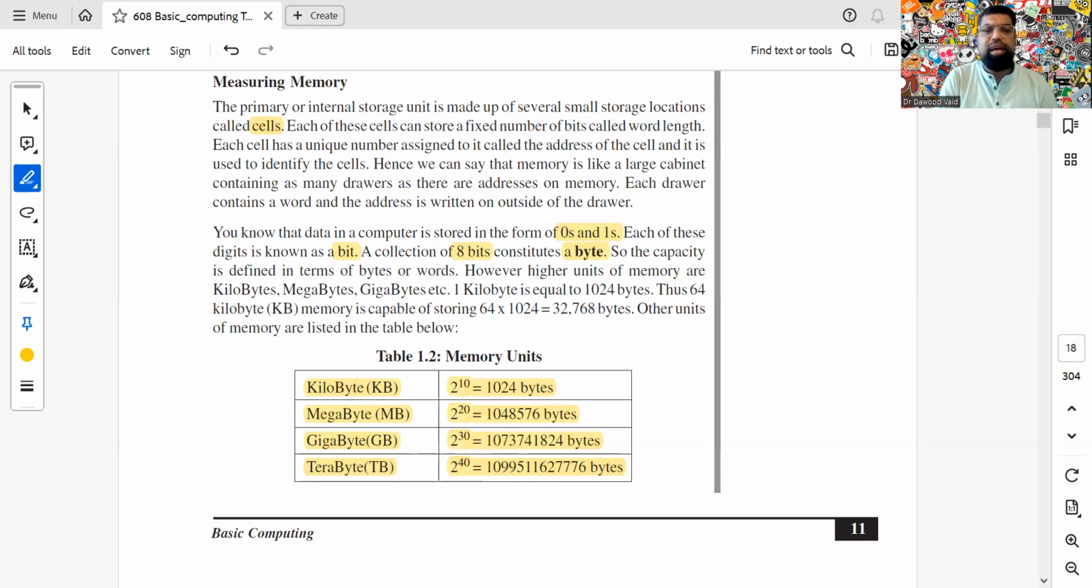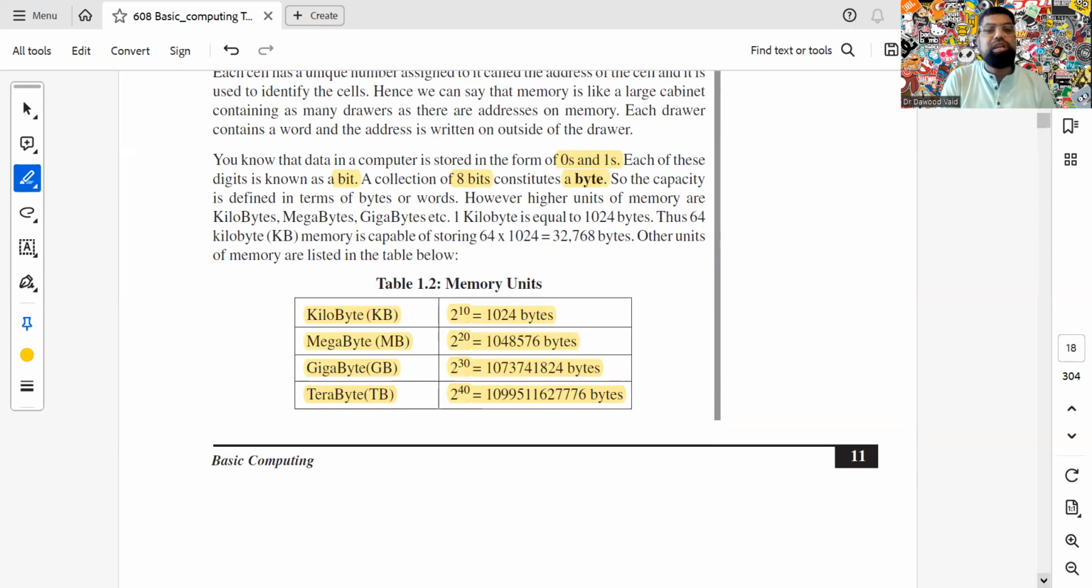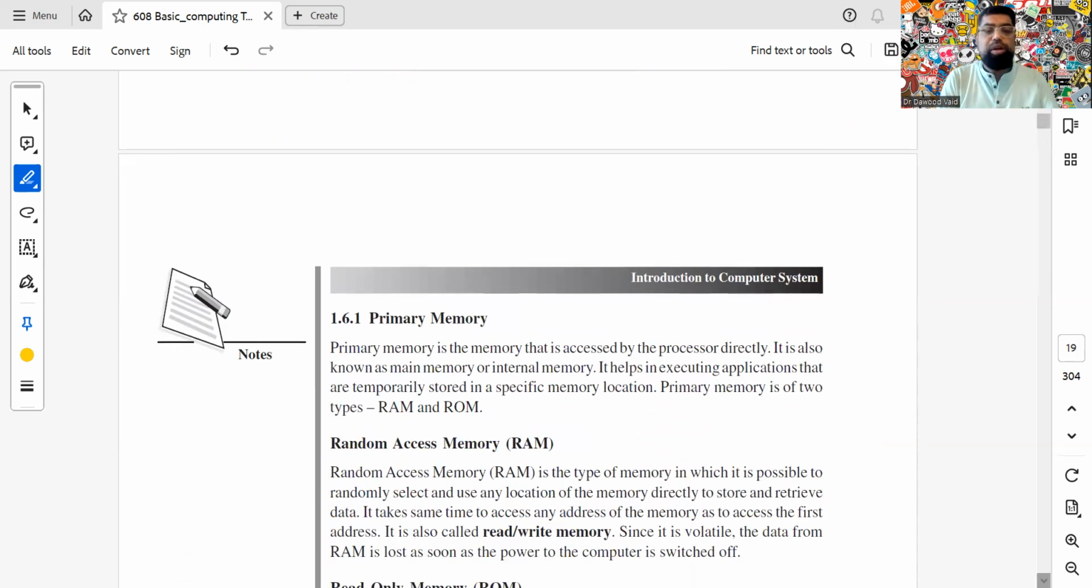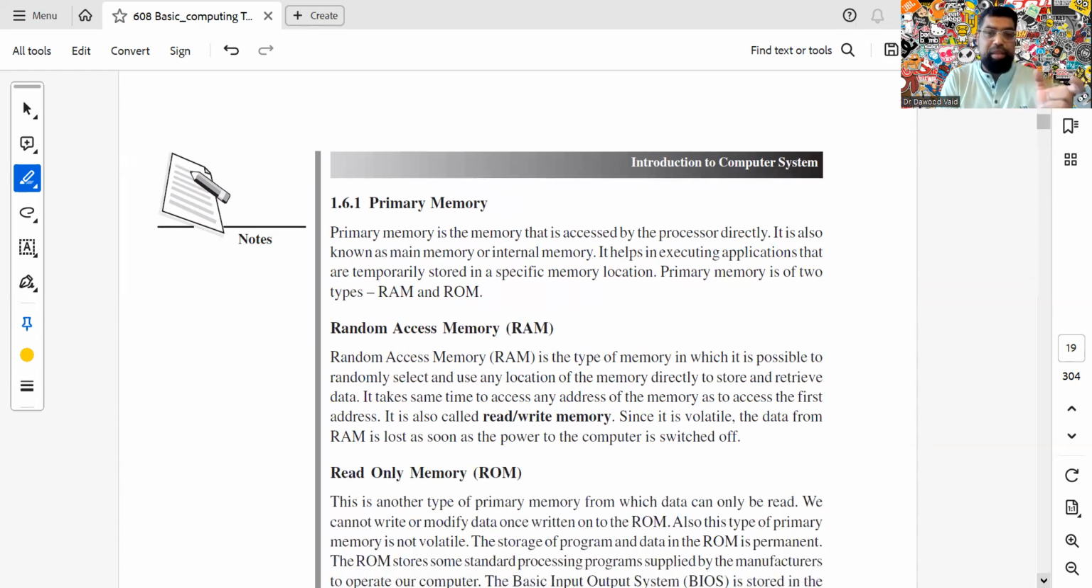The same way we look at our numbers. This is how you measure a computer's memory. Probably you look at your mobile phones and tell me what's the memory and the byte of your mobile phone. Remember, we spoke about primary memory, RAM and ROM.